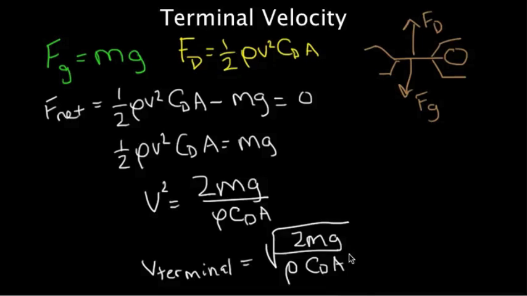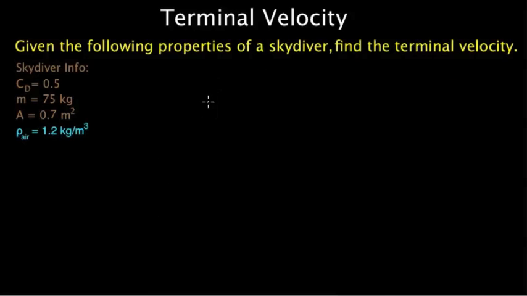Okay, so let's see if we can actually apply this. Let's find the terminal velocity of a skydiver given these properties. He has a coefficient of drag of 0.5, a mass of 75 kilograms, and an area of 0.7 meters squared. So as if we were looking at the person coming towards us, the area that they would cut out of the air would be 0.7 meters squared. And the density of air we're going to assume is 1.2 kilograms per meter cubed. It actually might be less if you get up at high altitudes, but for now we'll just assume it's constant density of air.